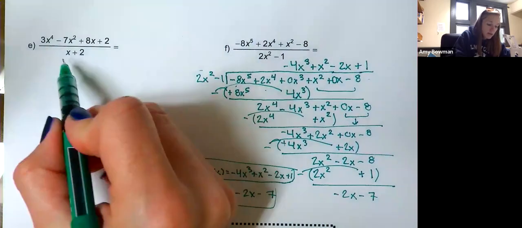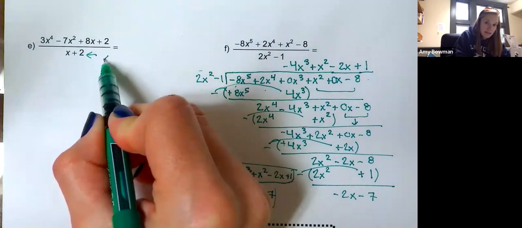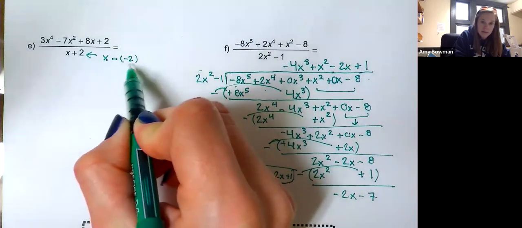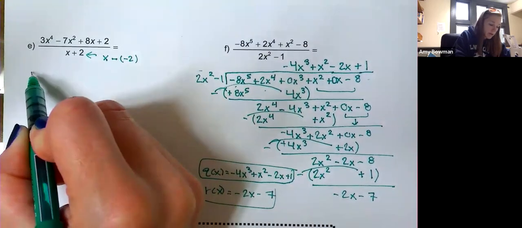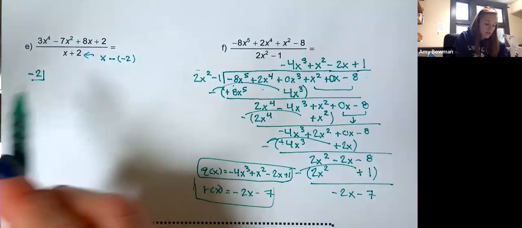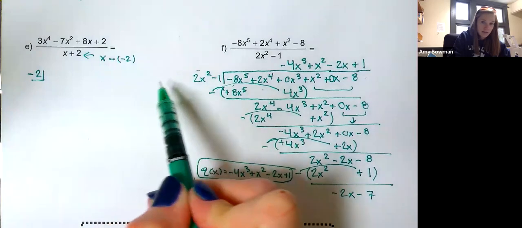So remember that this should be in the form of x minus c. So that c value is -2. So we start by putting our -2 in a box in the left-hand corner, and then list the coefficients of all of the x terms in descending order.